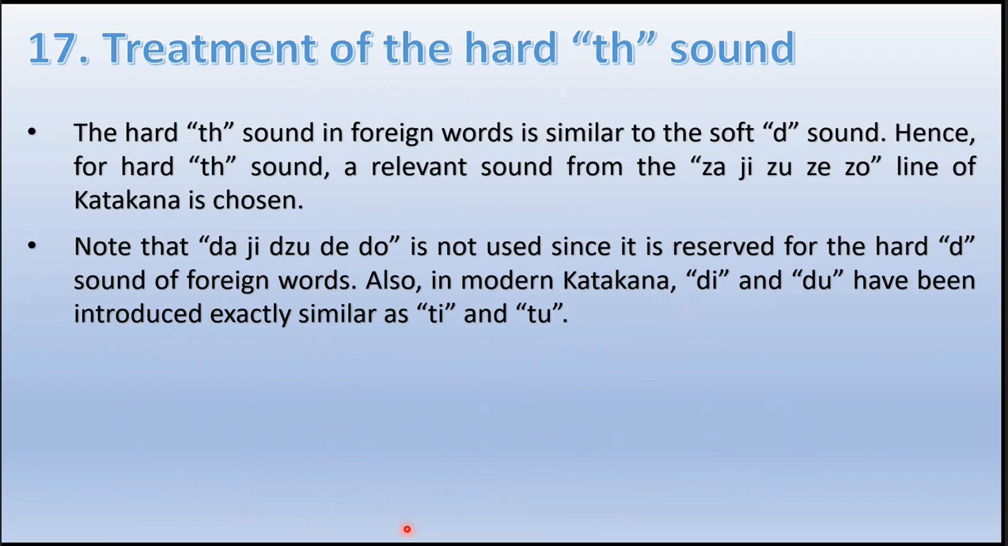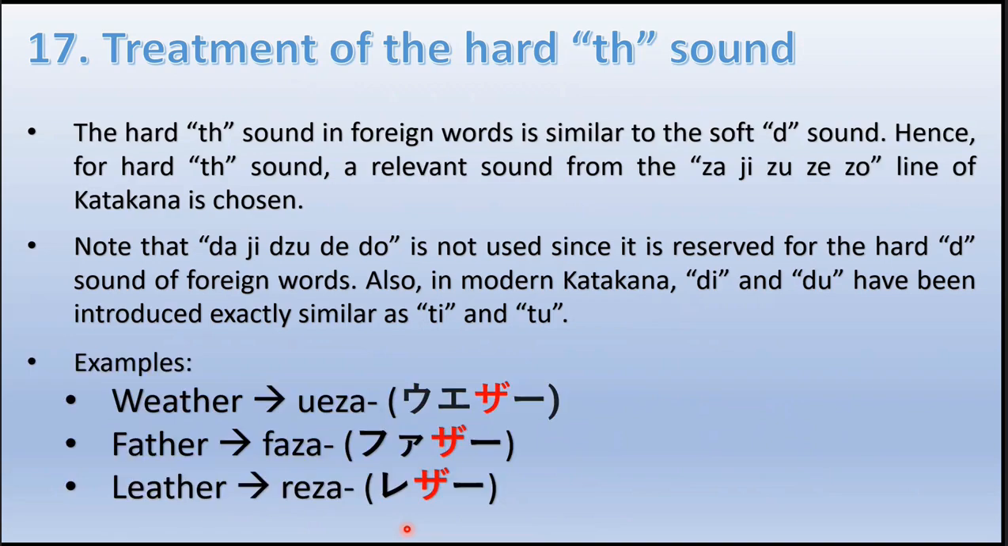So one might wonder why not the Da, Ji, Zu, De, Do line? That is because the Da, Ji, Zu, De, Do line is reserved for the hard D sound, that is the D sound of foreign words. Also in modern katakana, Di and Du have been introduced similar to Ti and Tu. So we can use any of these. Some examples: weather becomes ueza, father becomes faza, and leather becomes reza.